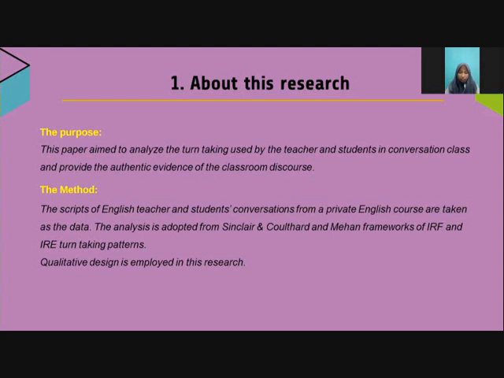A qualitative design is employed in this research. Why? Because the data and the result will be presented in words rather than in numbers. That's why the qualitative design is implemented in this research.